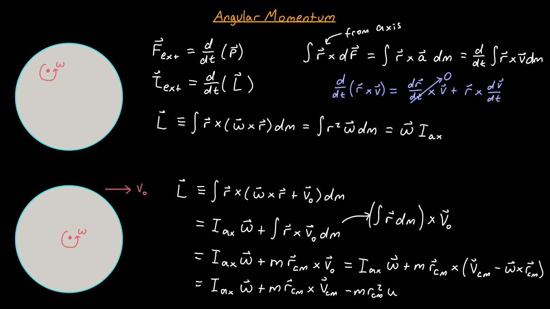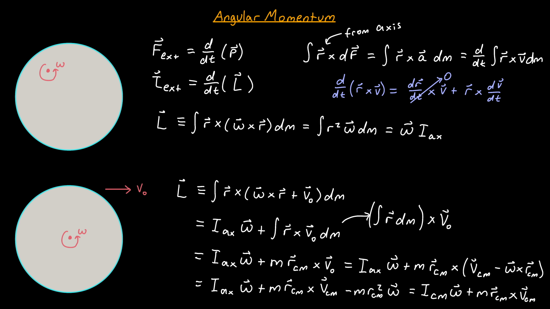But guess what? We have 2 terms with omega in them, and if we factor it out, the coefficient is going to be I-axis, right, the moment of inertia about the axis, minus m RCM squared, minus m times the distance to the center of mass squared. And if that rings a bell again, it's parallel axis theorem time, right? That quantity is just the moment of inertia with respect to the center of mass axis. So we can write this in a much neater form. This is the moment of inertia with respect to the center of mass axis times omega plus m RCM cross VCM.